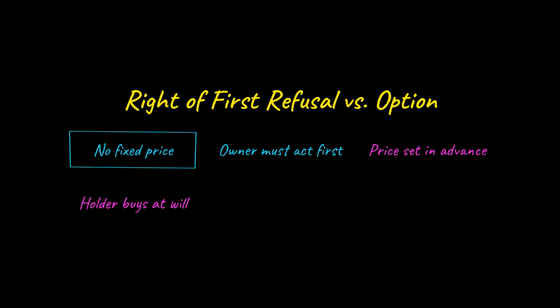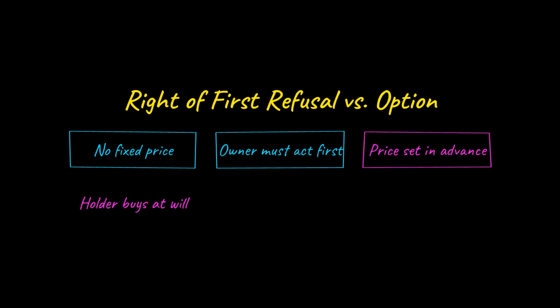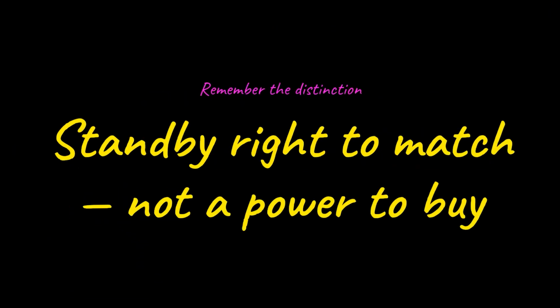The key distinction examiners test is the contrast with an option. An option fixes a price up front and lets the holder buy at any time. An affirmative power. A right of first refusal sets no price and grants no power to initiate. It is purely defensive. A right of first refusal protects the holder's interest without tying the owner's hands. The owner retains full control over if and when a sale ever happens. The holder can only react, never initiate.